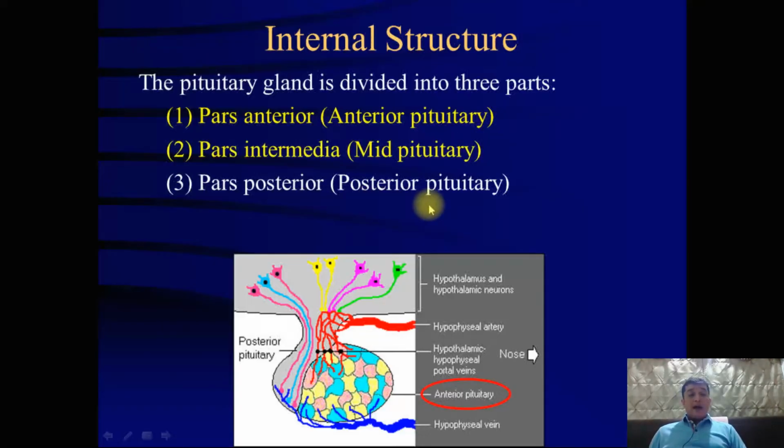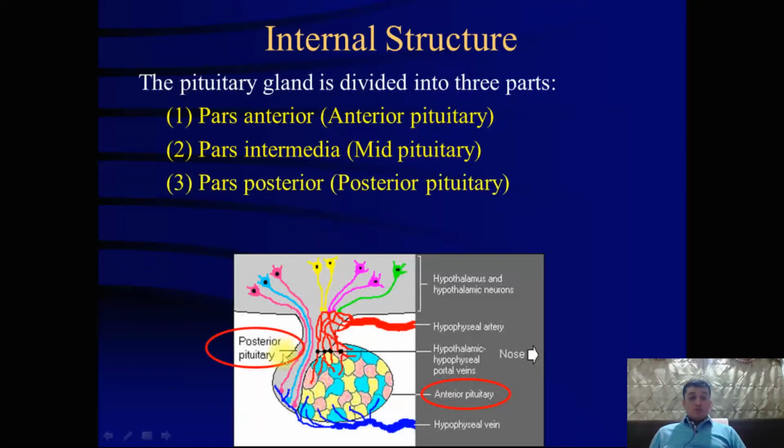The second part is called the pars intermedia, or the mid pituitary. In humans, this part atrophies during fetal development. Atrophy means a gradual reduction of size. So gradually it atrophies and then becomes non-functional. So the mid pituitary is not that active, or it is non-functional, in the case of humans.